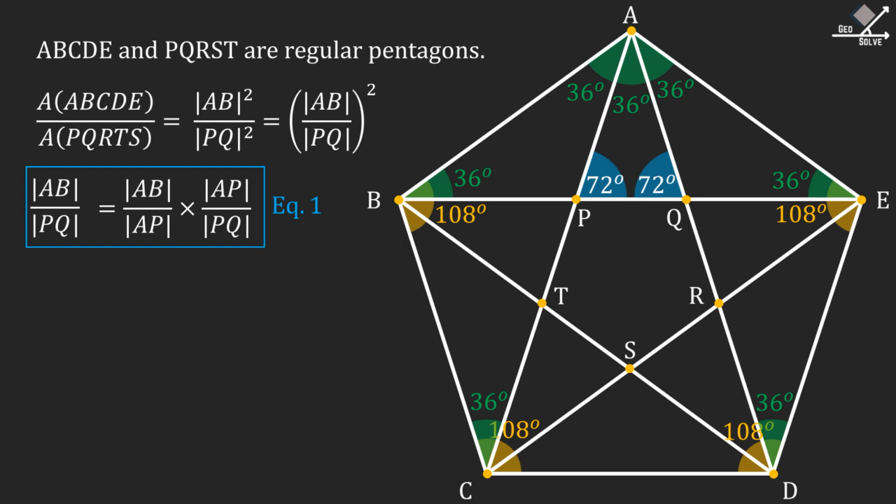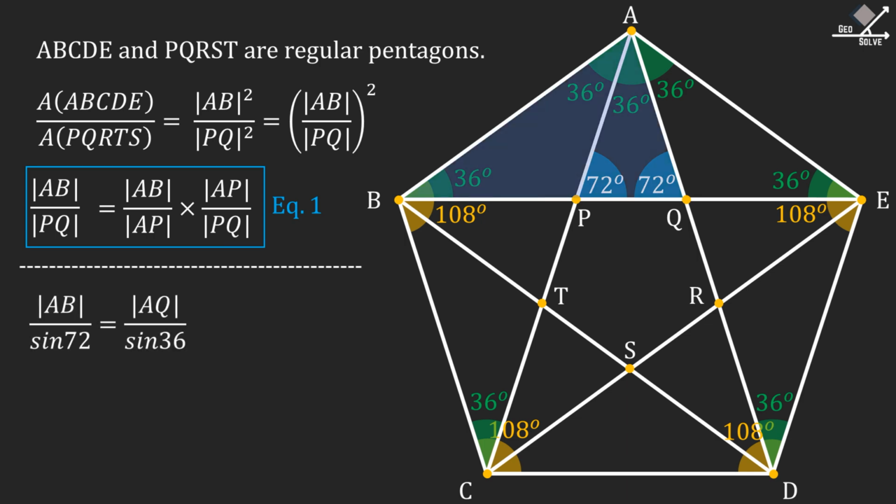Now let's apply the sine theorem on triangle ABQ. We can write AB over sine 72 equals AQ over sine 36. Rearranging the terms, we can write the equation like this. And since AQ equals AP, we can write AP instead of AQ.